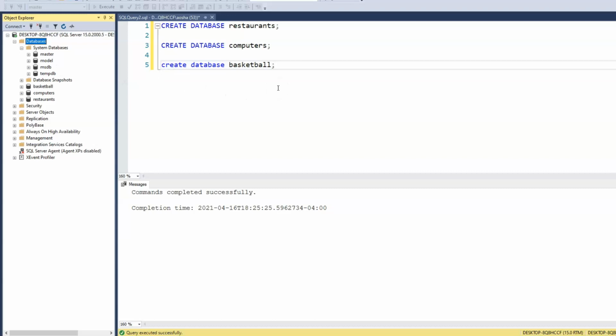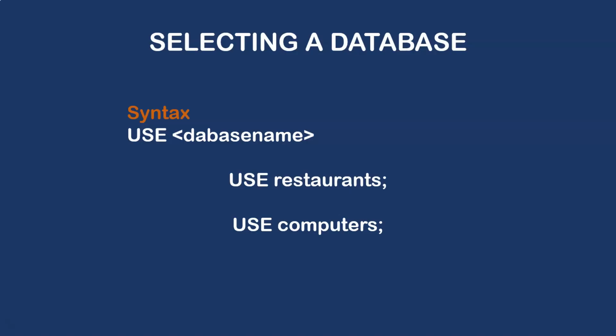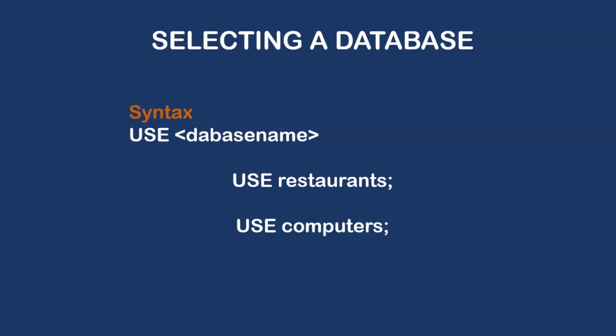If we need to manipulate our records or work with a specific record, then we need to tell SQL Server which database the data that we want to work with is contained inside. The syntax we use to select a specific database is the keyword use followed by the name of the database. So if we want to work with our restaurant database, we type use followed by restaurants. If we want to work with our computers database, we type use followed by computers.